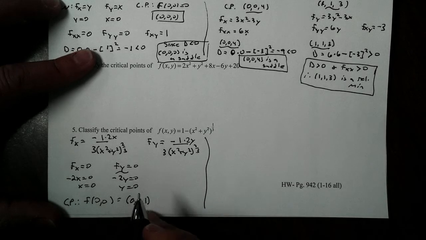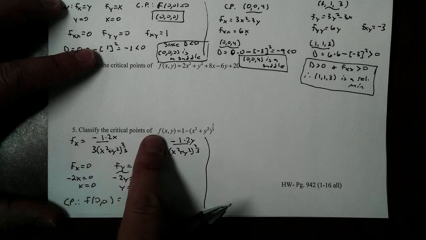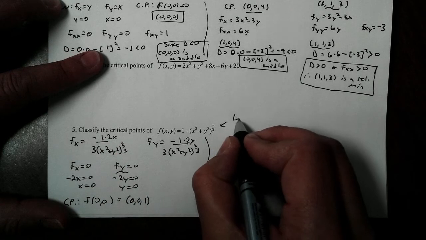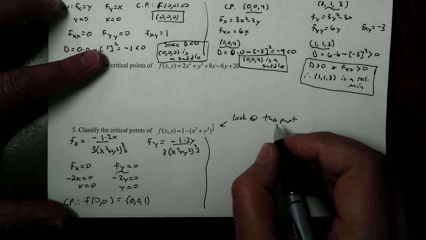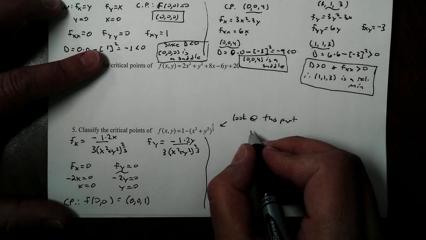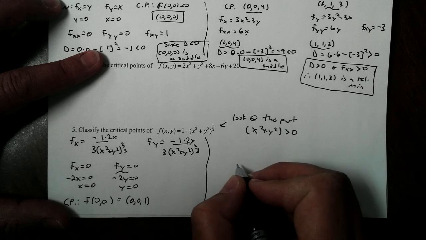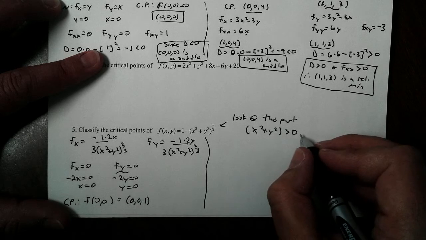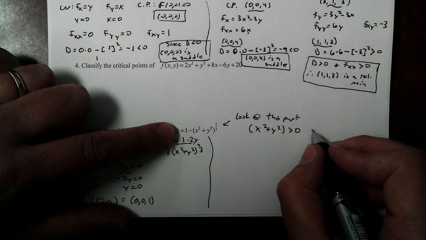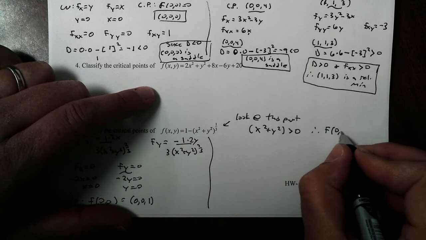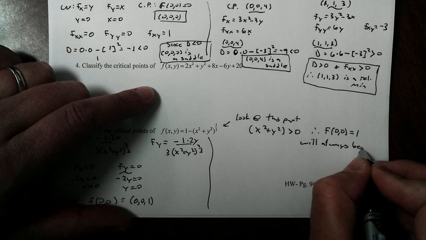All right, now, the second derivative is really complicated on this one. I really don't feel like taking the second derivative. So what I'm going to do is look at this part right here. If I look at this x squared plus y squared, this is always going to be greater than 0. Because it's always greater than 0 and I'm subtracting it, what that tells me is that the value at (0, 0), which is 1, will always be the greatest value.